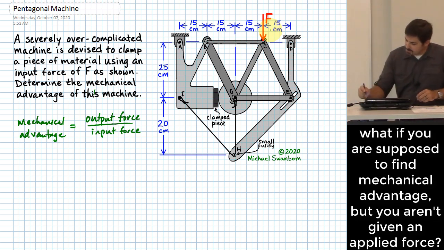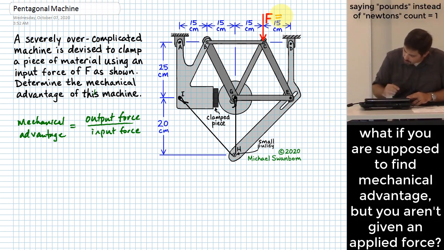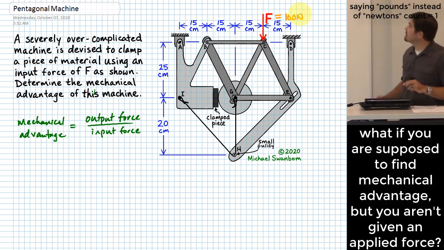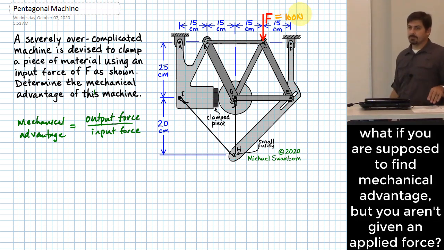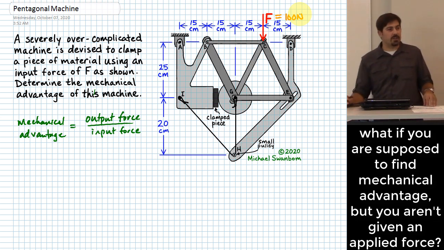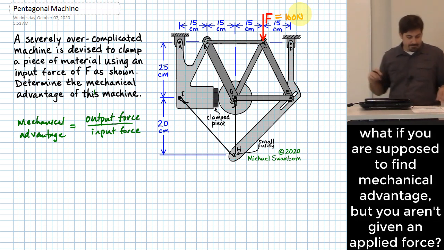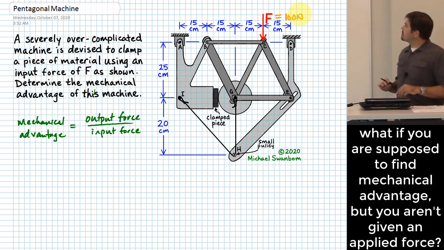So what do you want to set this as? I have an idea. Why don't we set this as 100 pounds, or 100 newtons, I should say. This is an SI units problem. So let's set it at 100 newtons, okay? And then we'll calculate what the output force, the clamping force that happens on this clamped piece, is. So we'll start there. Then what should we do?